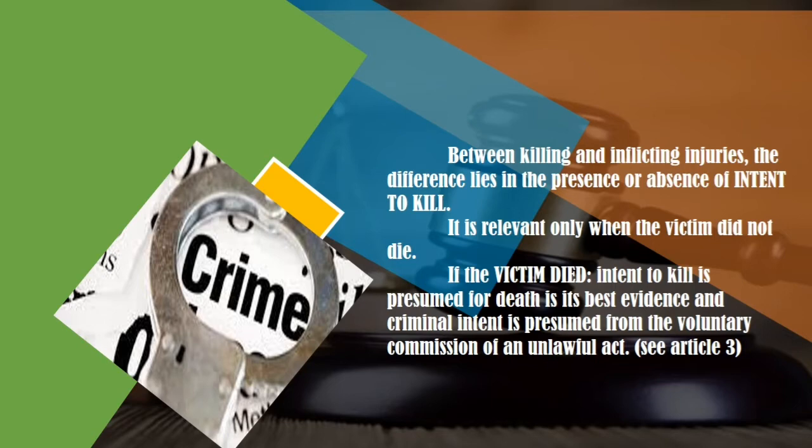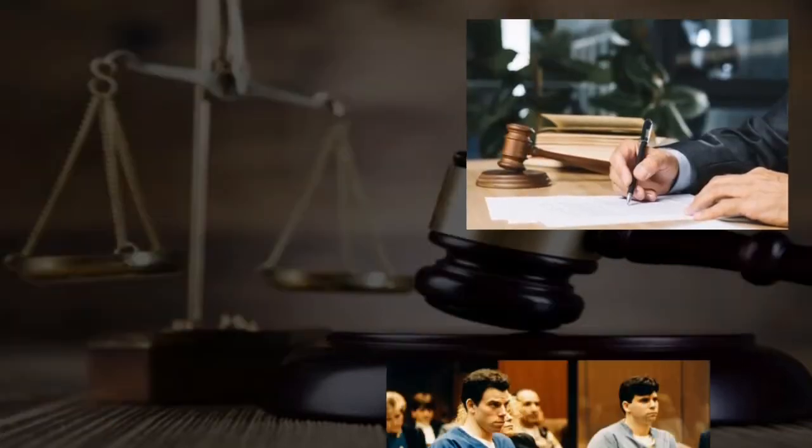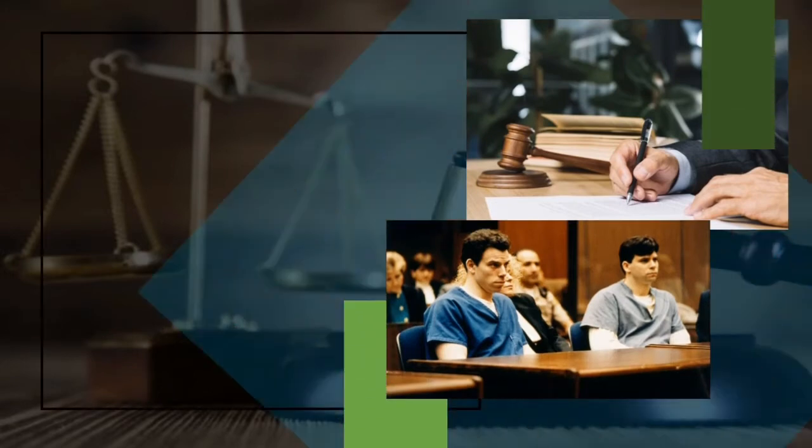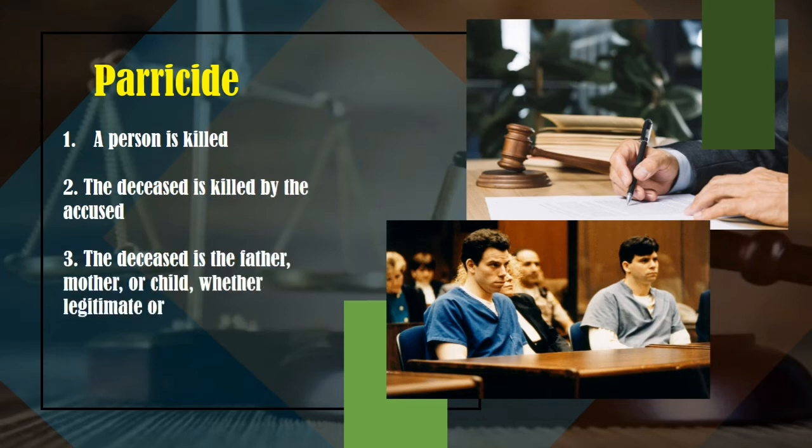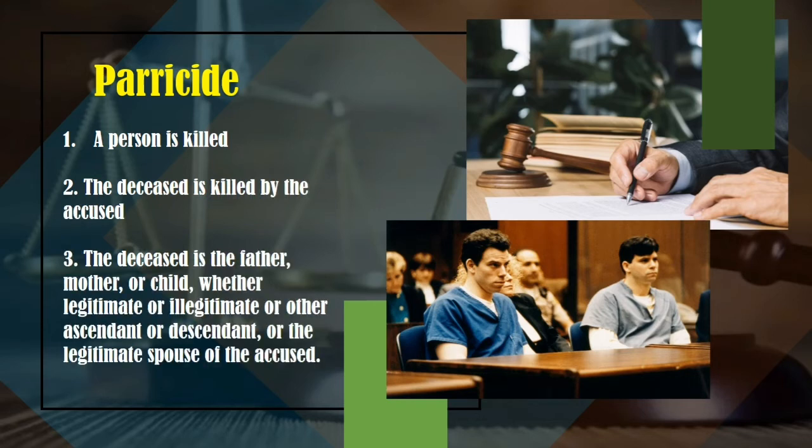Now let's discuss some of these crimes covered under crimes against persons. Let's start with parricide. Parricide is from the Latin word parricida, or killer of parents or another close relative. It is defined as the act of killing one's father, or less commonly one's mother, or some other close relative.